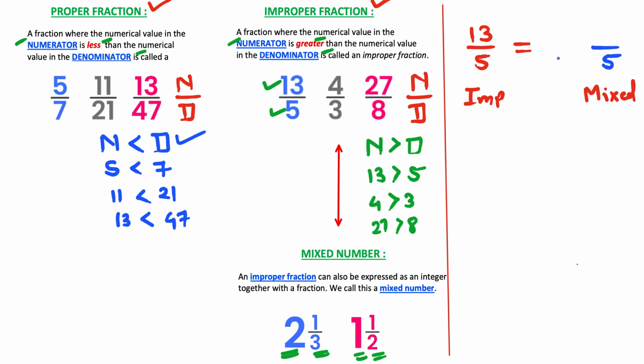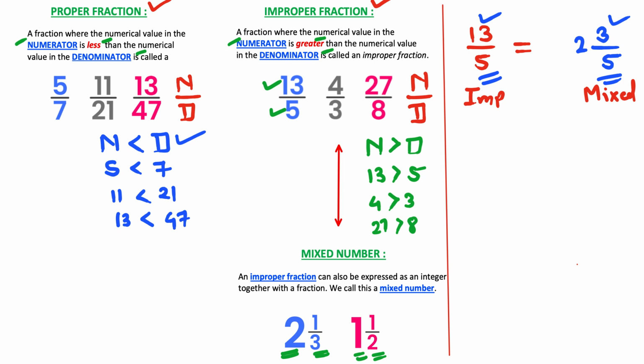Now I'll start counting the table of 5. 5 ones are 5, 5 twos are 10, and 5 threes are 15. So 5 threes is 15, which is more than 13, so I will go only twice. I can move on twice. Then 5 twos is 10. How much is remaining after 10 is subtracted from 13? 3 remains. So 13 upon 5 is written as 2 and 3 upon 5 in mixed form. The improper fraction 13 upon 5 can be written as 2 3 upon 5 as a mixed number.